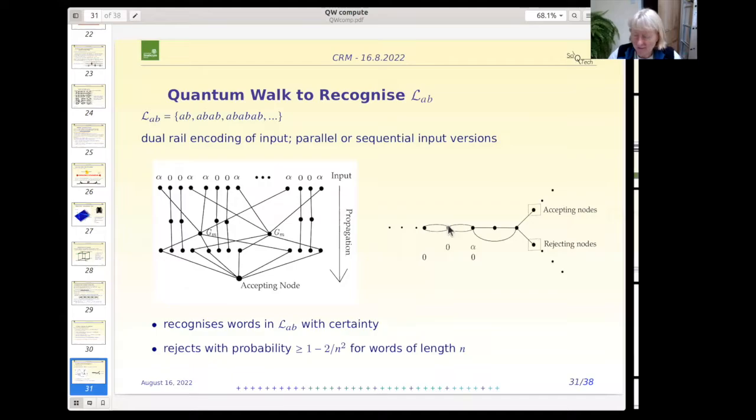And a similar thing happens if we do a serial input. This has got A, B, A, B, A, B. And then we've got accepting and rejecting nodes here. And it always tells you if the word is in the language, but it doesn't always correctly reject. It depends on the word length, how the longer the word, the less likely it is to reject it. But that's common for these devices, is that you have a separation, but it's not perfect.